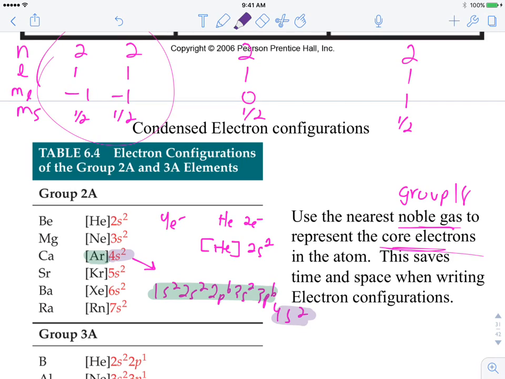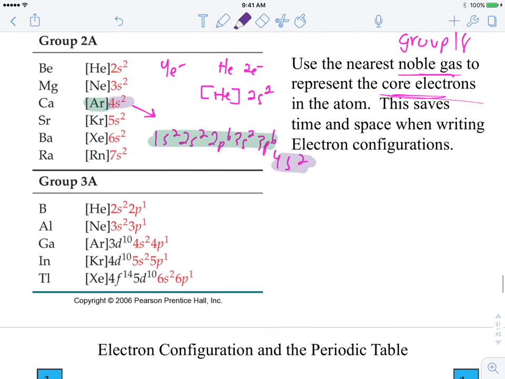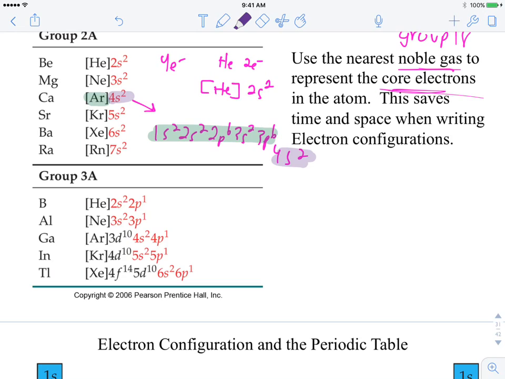Now we haven't done how many electrons are in each atom, so as we do that and we go back to this in the next few days, I think it will make more sense. They do this for group 3 as well and show you what that looks like.